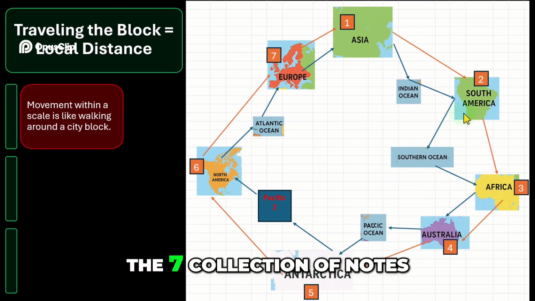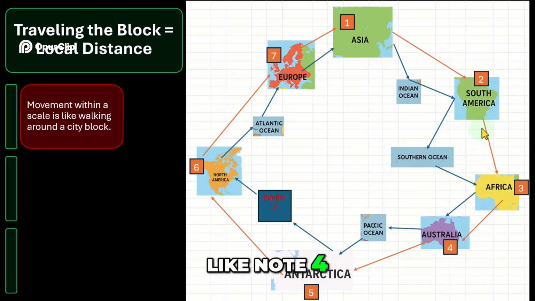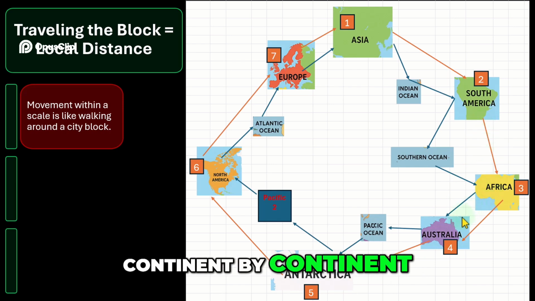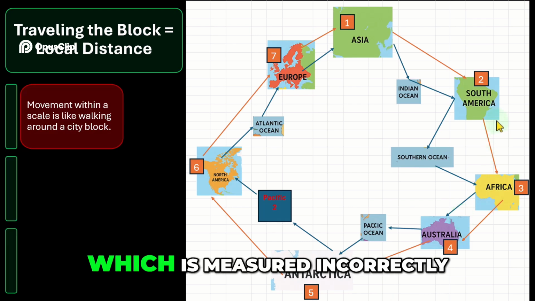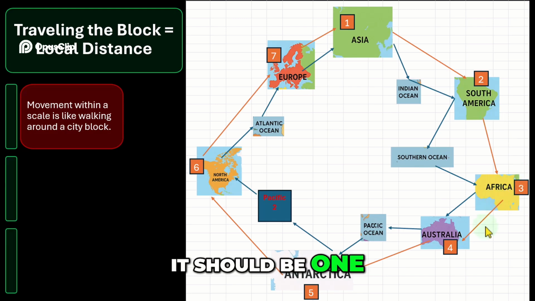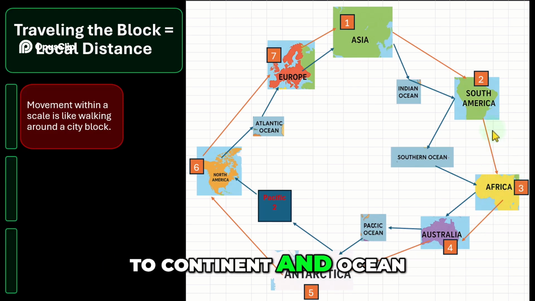So if I have the 7 collection of notes, if I go from note number 2 and I then go to like note 4, I'm going around the block, which I have 2 forms of measurement, continent by continent, which is equivalent to note by note within the 7 note collection, which is measured incorrectly in the current system, making that the 1, 1, 2, 3. It should be 1, 2. Or by notes, which would be equivalent to continent and ocean, 1, 2, 3.